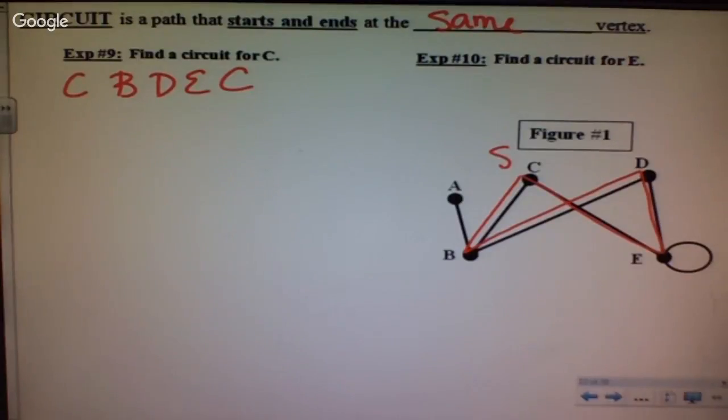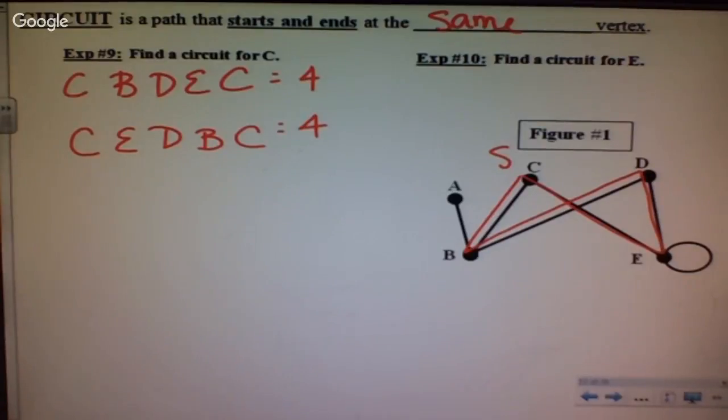You can also do this in reverse. Because it's a circuit, it can be done in reverse. So that means I could start at C, go backwards to E, D, B, and back to C. Okay, so that also works. What's the length of these two circuits? Oh, 4. If I have 5 vertices, that means we have a length of 4.